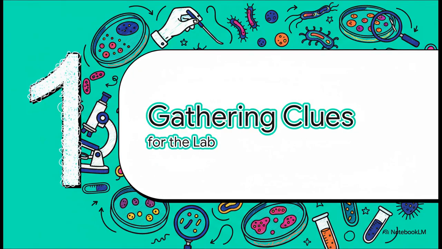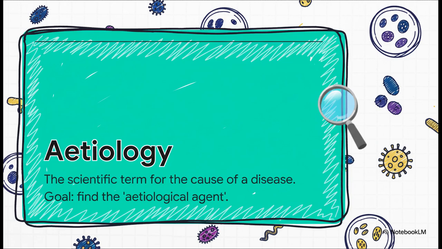Okay, so where does any investigation start? Well, just like any good detective, the very first thing our lab team needs is evidence. You can't solve a crime without clues, right? And in the world of microbiology, that means getting a good, clean sample from the patient. Now here's a bit of jargon for you, but it's a key one for this whole case. Etiology. It's really just the scientific way of saying the cause. The lab's entire mission is to pinpoint the specific etiological agent. That's the bad guy, the exact microbe making our patients sick.